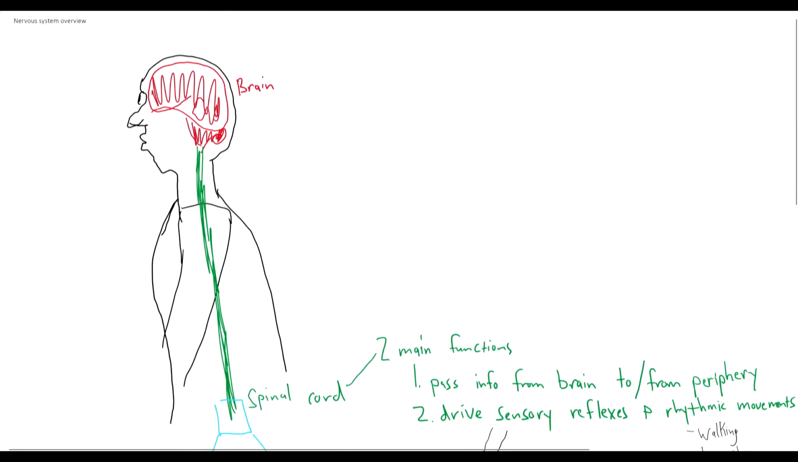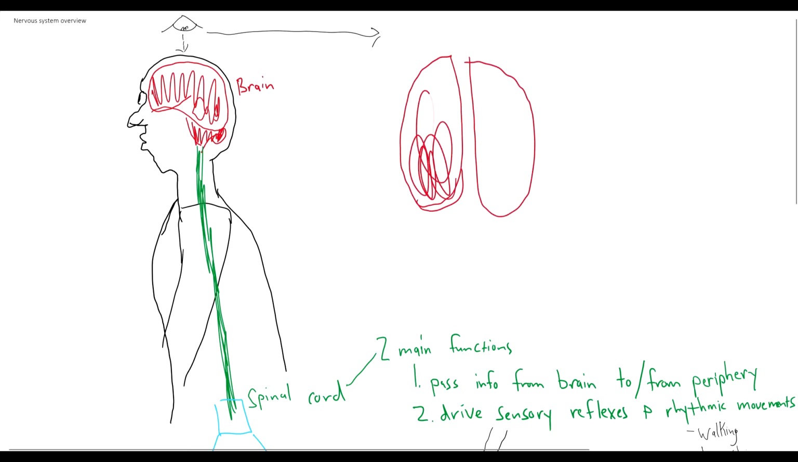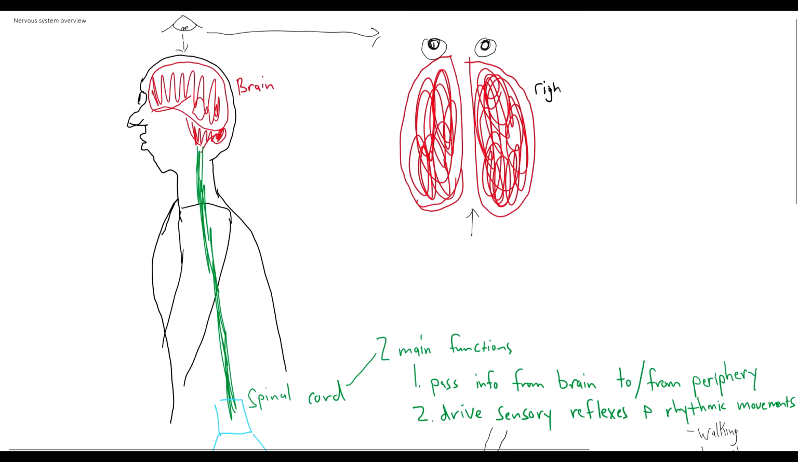When we look at the brain, we can break it down into different anatomical and functional regions. So here we're looking at a bird's eye view of the brain. Most prominently, we see a deep groove called the longitudinal fissure, which separates the brain into two halves. We call these halves hemispheres. So we have the right hemisphere and the left hemisphere.